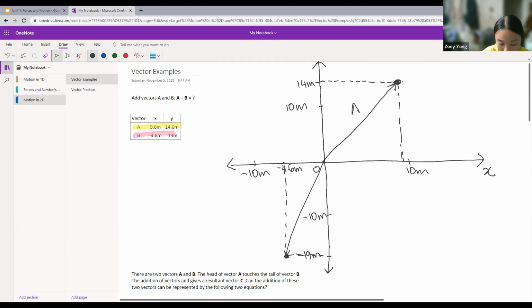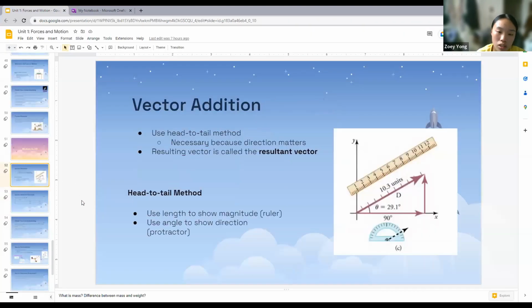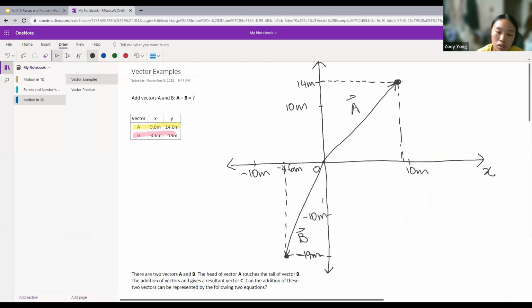So this is vector A, and the arrow can show that it's a vector, or you can bold it. And then this is vector B. So how do you add these 2 vectors? Remember earlier we said there's a method called the head to tail method, where you put the head of one vector at the tail of the other. So over here, we're going to put the head of vector A at the tail of vector B.